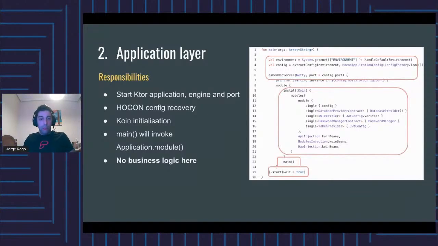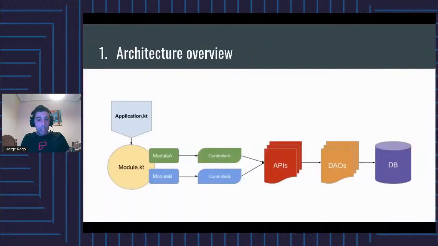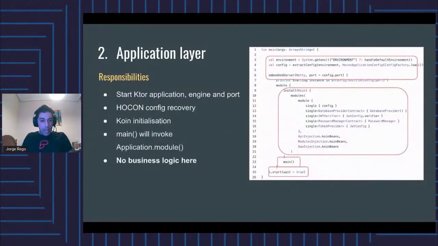We will call the main function that will trigger the function in the module layer. So basically, this small main function that you can see there will be calling the big module Kotlin file that you see there. And in this layer, there is no business logic at all. So don't place business logic here, because we will place it in a different layer.